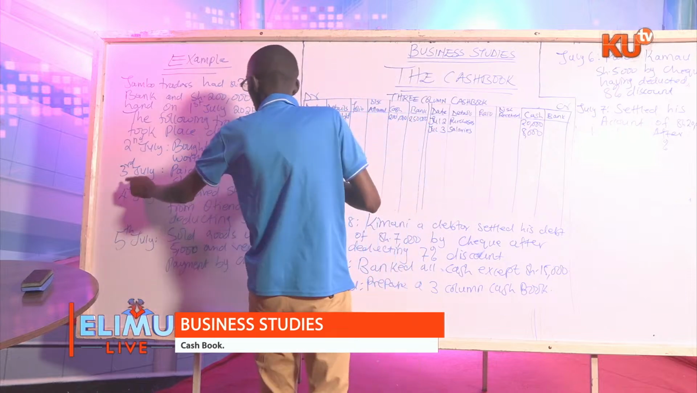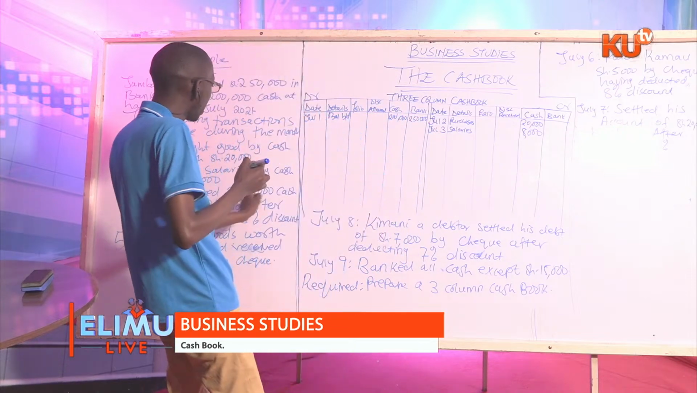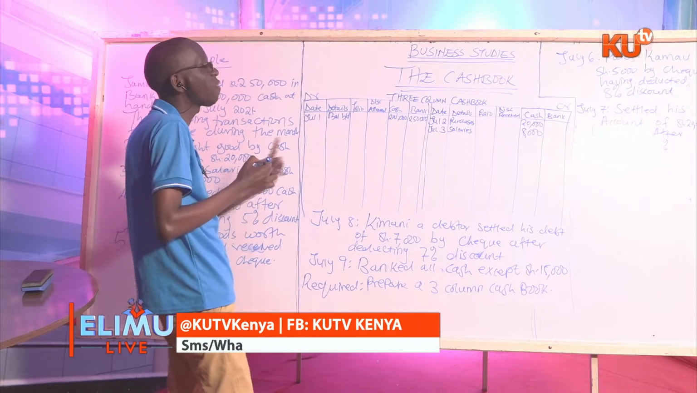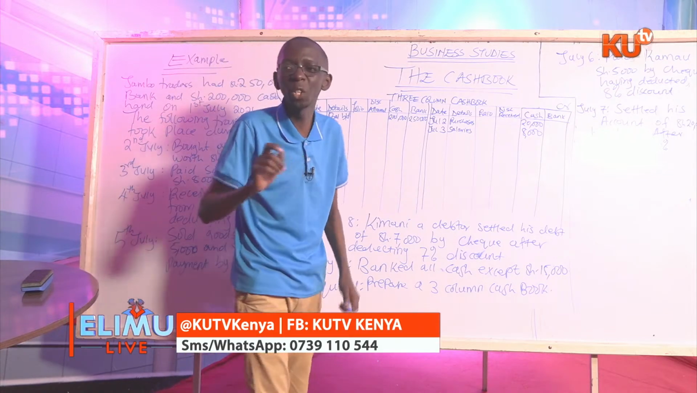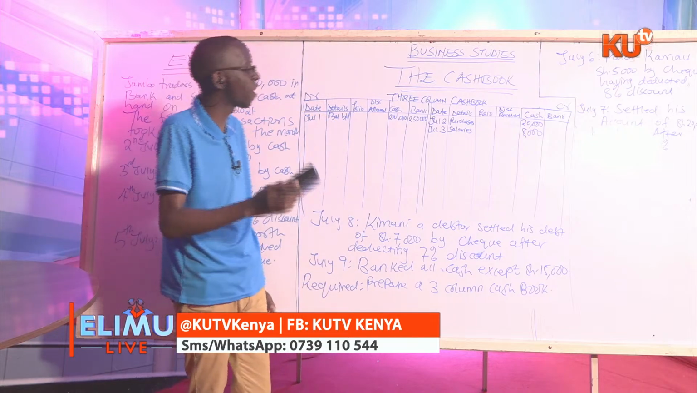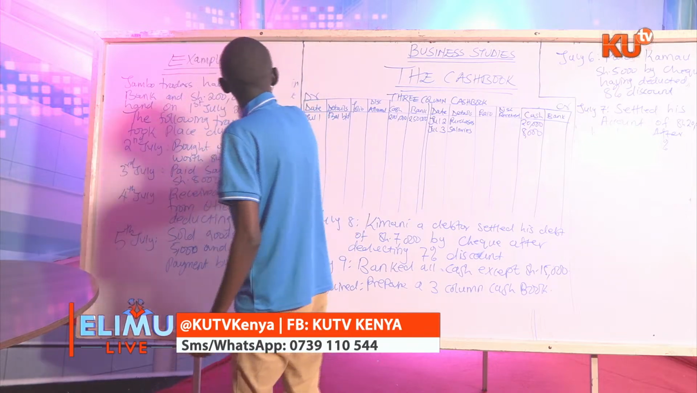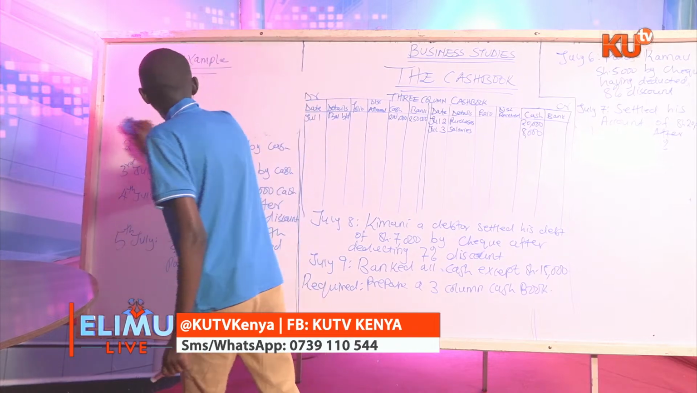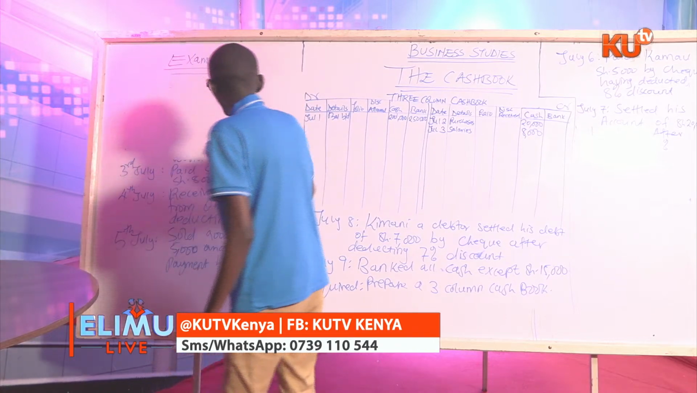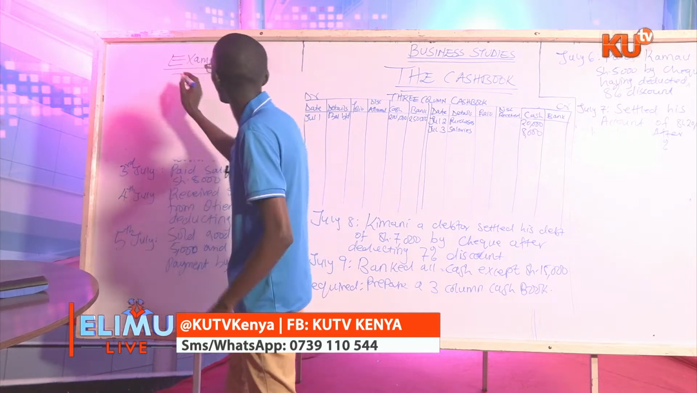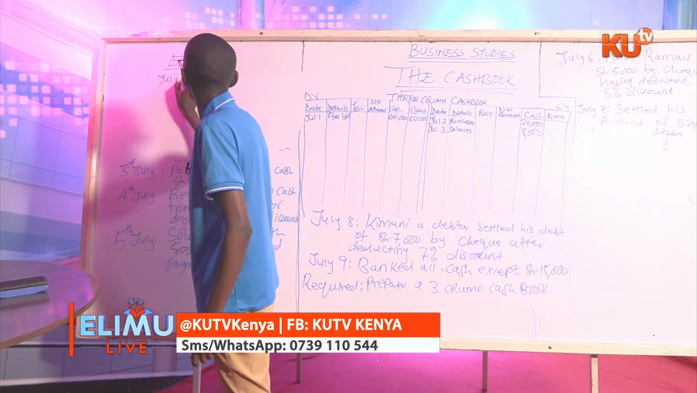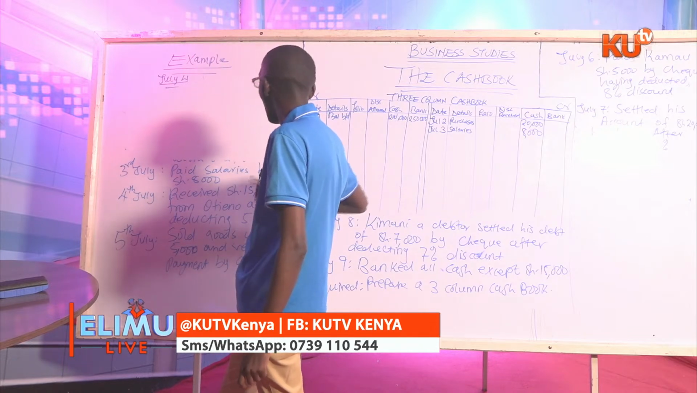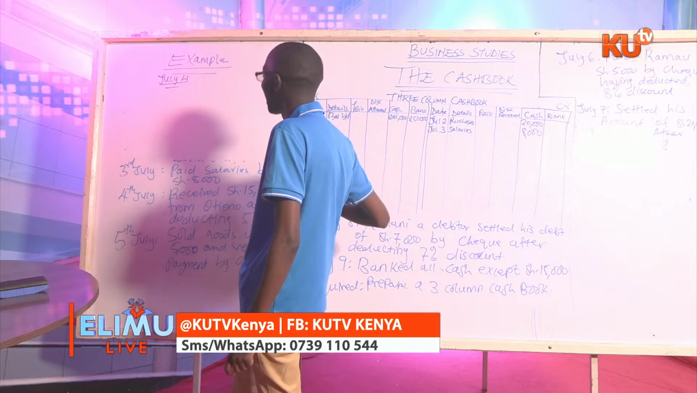Salaries amount 8,000. July 4, received 15,000 cash from Otieno after deducting 5% discount. My dear student, this is where you need to be very keen. Let me erase this first statement because we have already done with it. We want now to do the workings for July 4. What happened in July 4? July 4, received 15,000 cash from Otieno after deducting 5% discount.